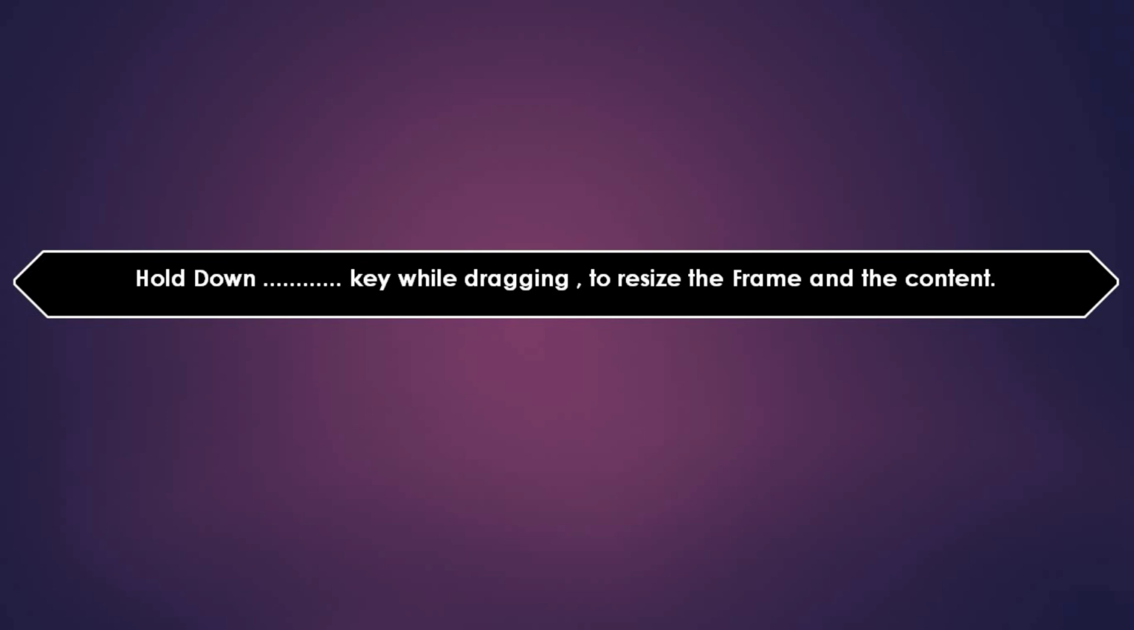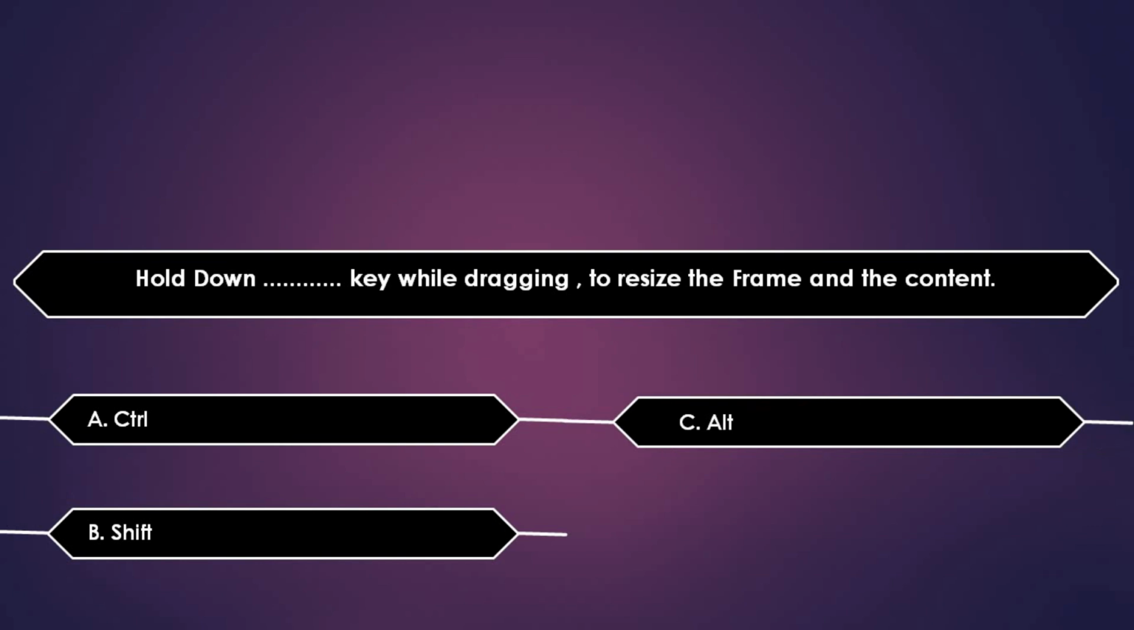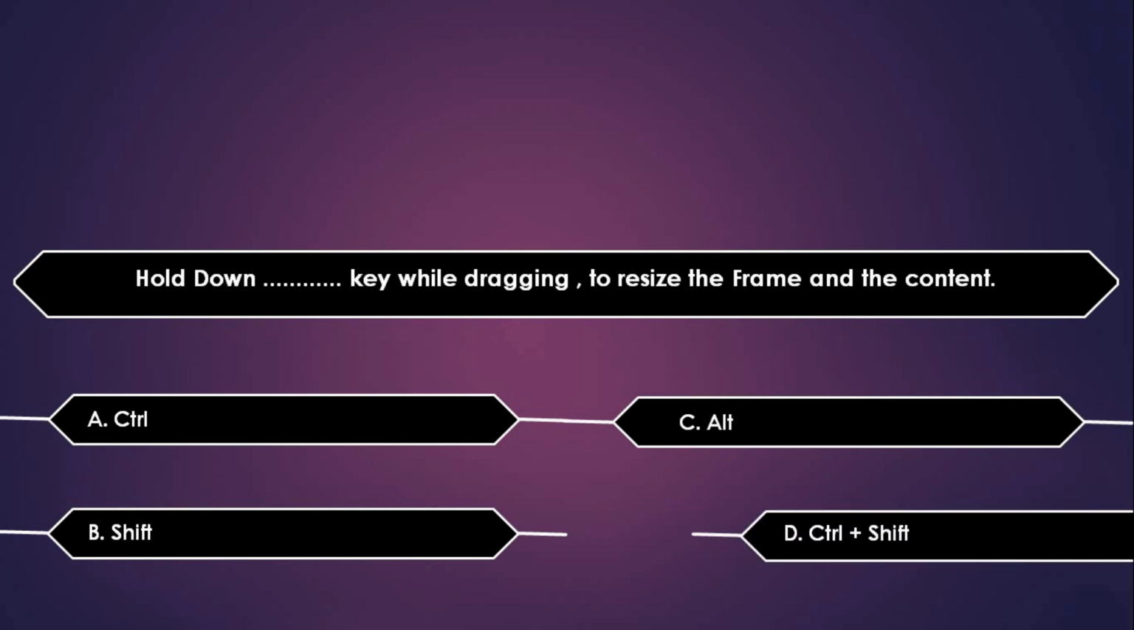Hold down dash key while dragging to resize the frame and the content. A. Control, B. Shift, C. Alt, and D. Control plus Shift. The right answer will be Control. Hold down the Control key while dragging to resize the frame and its contents.